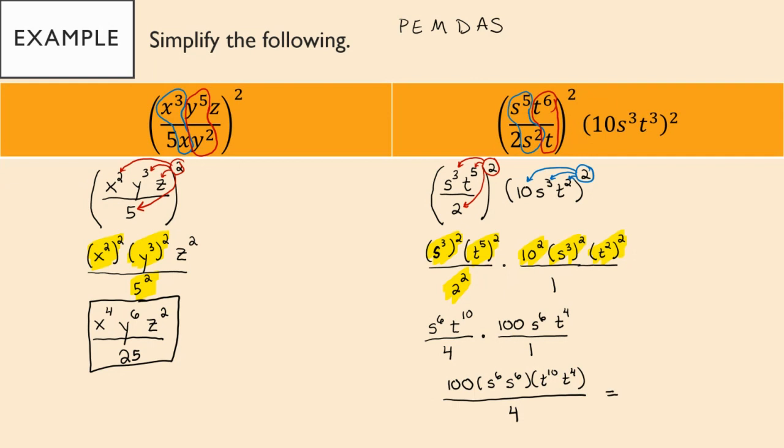So now I can do this all in one step. I have 100 over 4. So those actually divide. If it was a fraction, you leave it as a fraction, but 100 divided by 4 is 25. So I'm going to have a 25 there. Now, my s's, you add the exponents. So I'm going to get s to the 12. And then you add the exponents with the t. 10 plus 4 gives you 14.